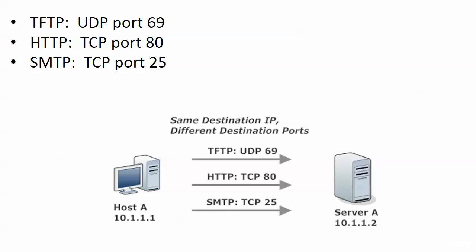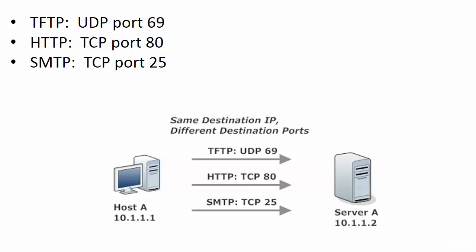Why are these assignments made? Because when a server receives data, and in this particular situation, the destination IP address for all of this data is 10.1.1.2, it's all coming into that server. Well, that doesn't help the server. It's got to have a way to know, okay, which data is TFTP, which data is HTTP. And what it does, it looks at the port number. The destination port number is how the server keeps these data flows separate.